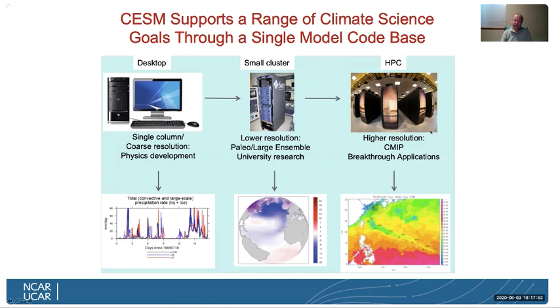And at the high end, we have high resolution versions of the model. In fact, we are working right now on so-called cloud permitting, order 4 to 5 kilometer resolution in the atmosphere, and similarly 5 kilometer resolution in the ocean model. And also our nominal 1 degree horizontal resolution version of the model can be classified here too. That's used for CMIP purposes.